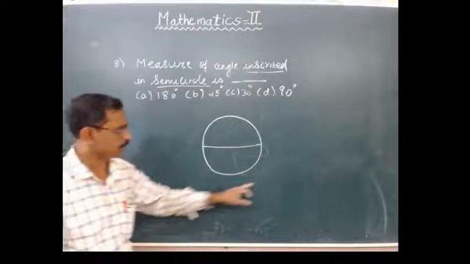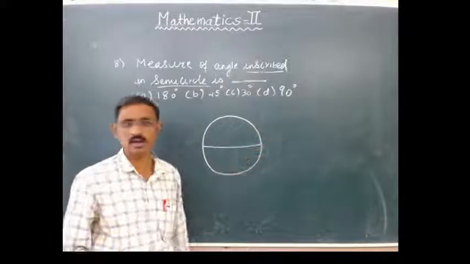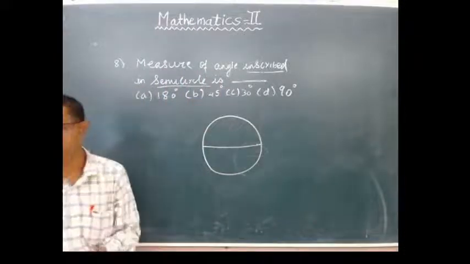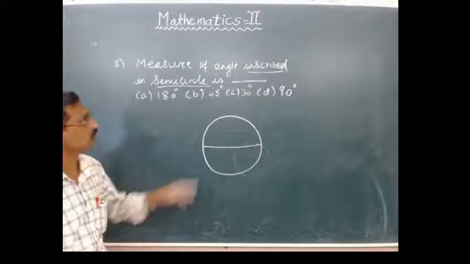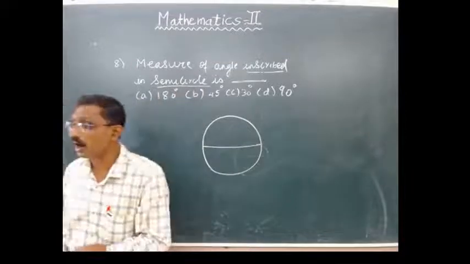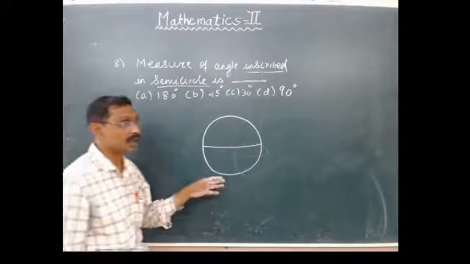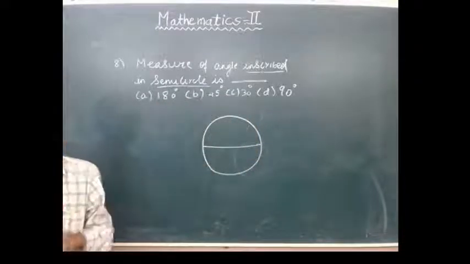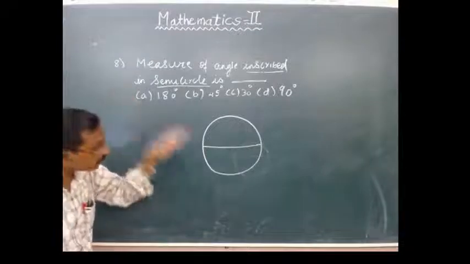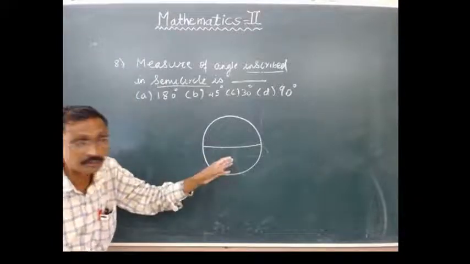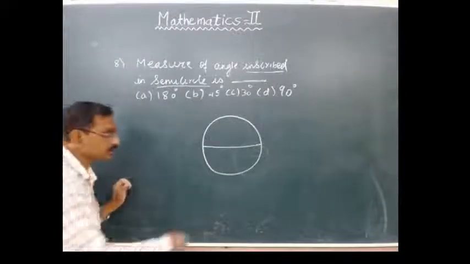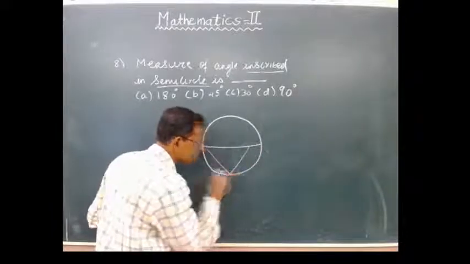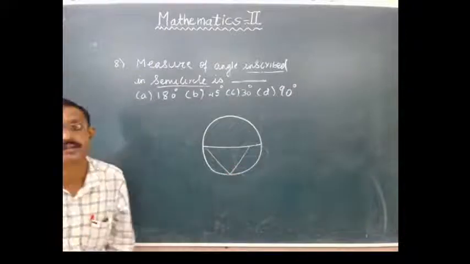180 semicircle, 180 plus 180 gives me 360. The measure of the intercepted arc of an angle inscribed in a semicircle is 180 degrees. Therefore, any angle inscribed will be half. That means whatever angle we have here, if you check, it is always a right angle.